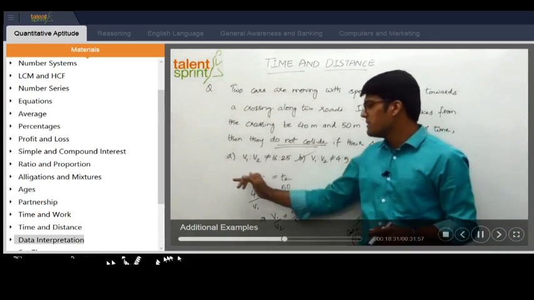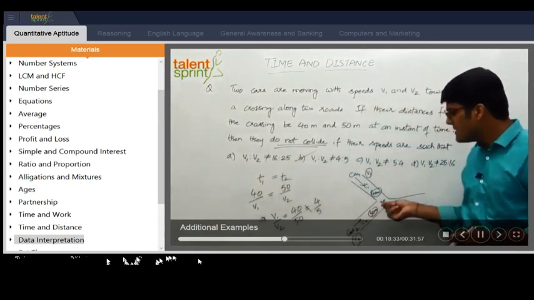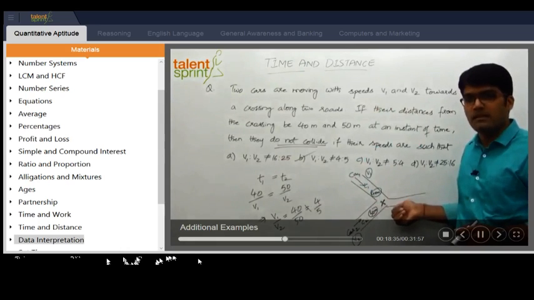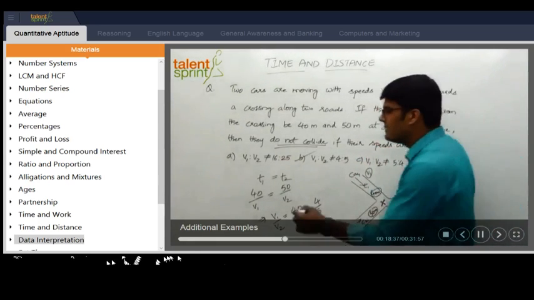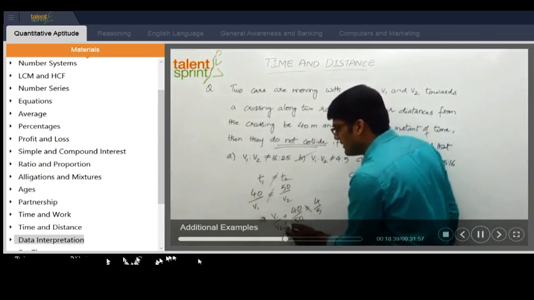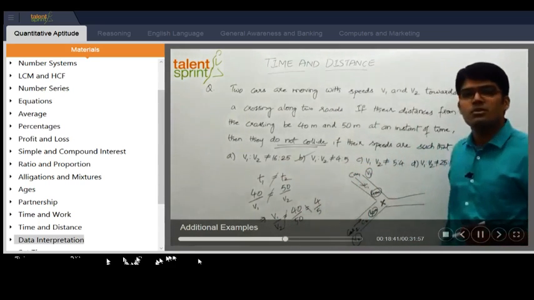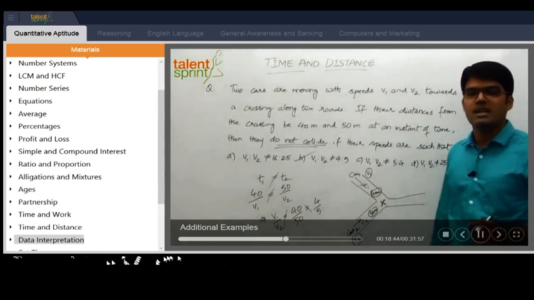The concept is simple, we are equating time, because only when the time is equal will the two cars collide. So time should not be equal. Strictly speaking, this should not be equal. So V1 and V2 should not be in the ratio of 4:5. Then the cars will not collide.